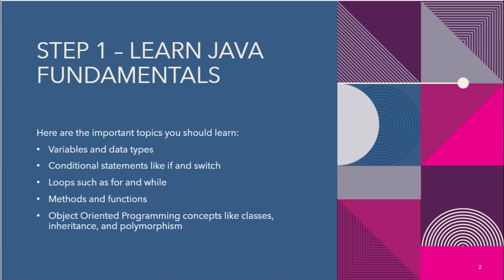Step 1. Learn Java fundamentals. Before learning Spring Boot, the first step is to build a strong foundation in Java. You do not need to master every advanced Java concept, but you must be comfortable with the core fundamentals. Here are the important topics you should learn. Variables and data types. Conditional statements like if and switch. Loops such as for and while. Methods and functions. Object-oriented programming concepts like classes, inheritance, and polymorphism.